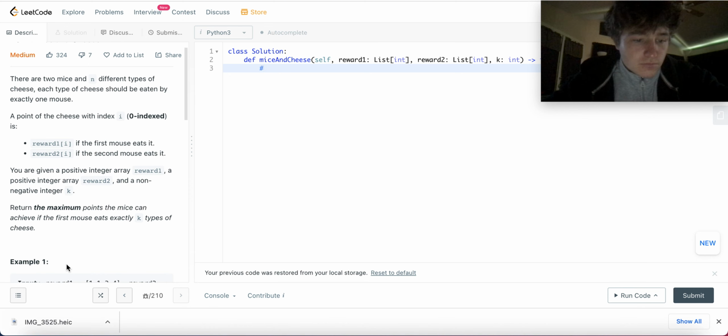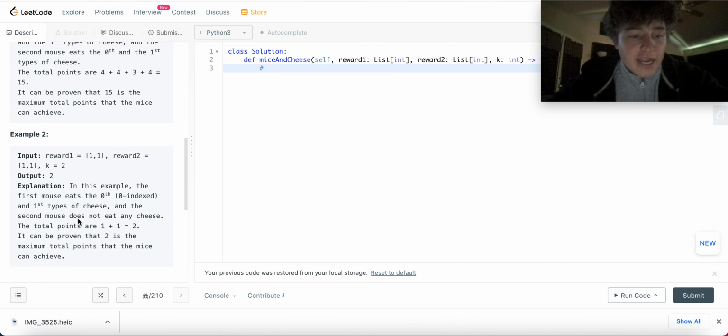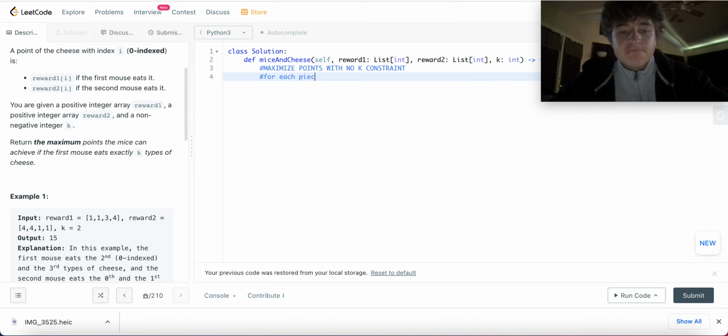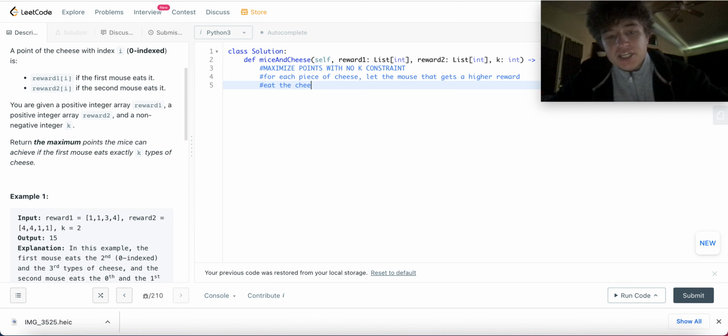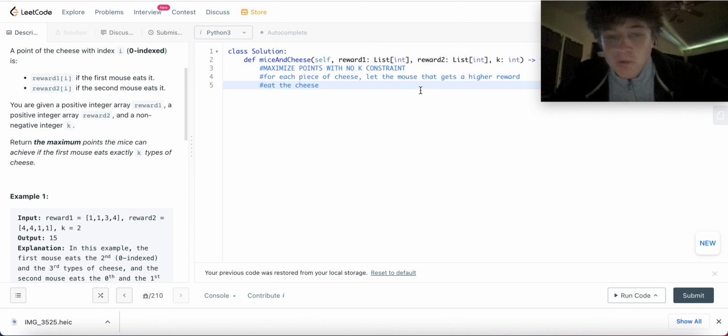So, how would I word this, right? If we're trying to maximize the points, we would just look at whoever gets more when they eat the cheese, right? Let's think about it like this. If we wanted to maximize the points with no k constraint, we'd basically say, well, for each piece of cheese, let the mouse that gets a higher reward eat the cheese, right? For each piece of cheese, just let the mouse that gets the higher reward eat the cheese.